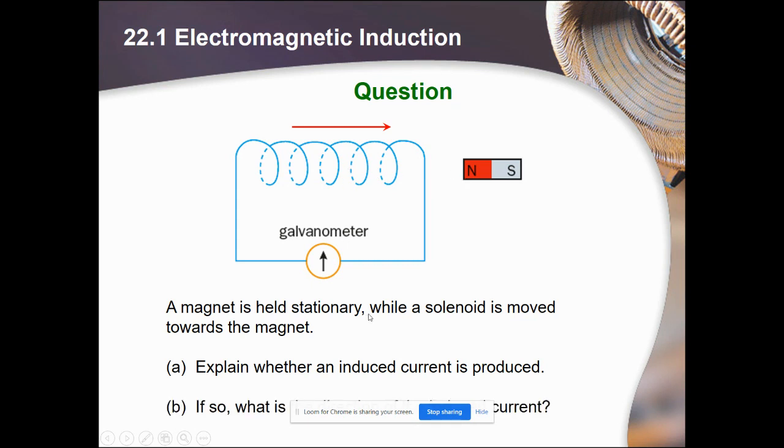Okay, and if so, what is the direction of the induced current? The direction of the induced current will be such that it produces a north pole on the right hand side, and so the induced current will be flowing this way.